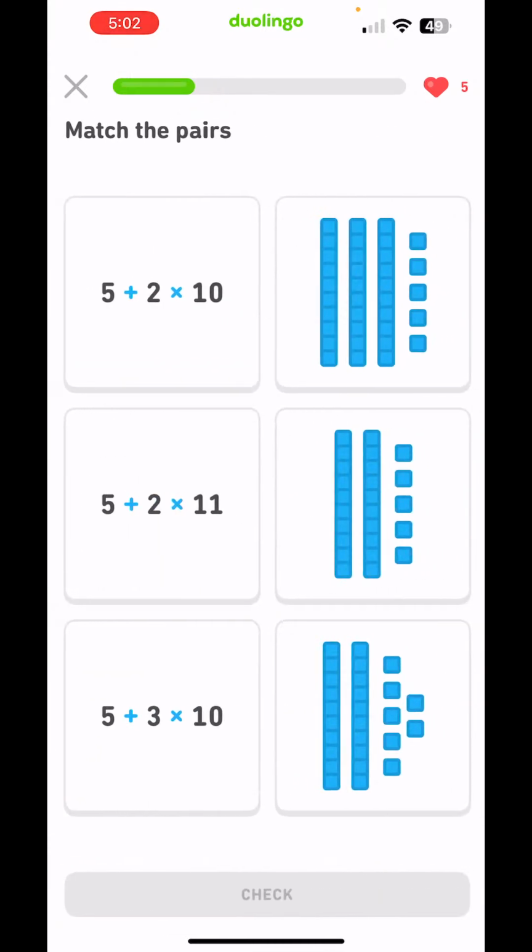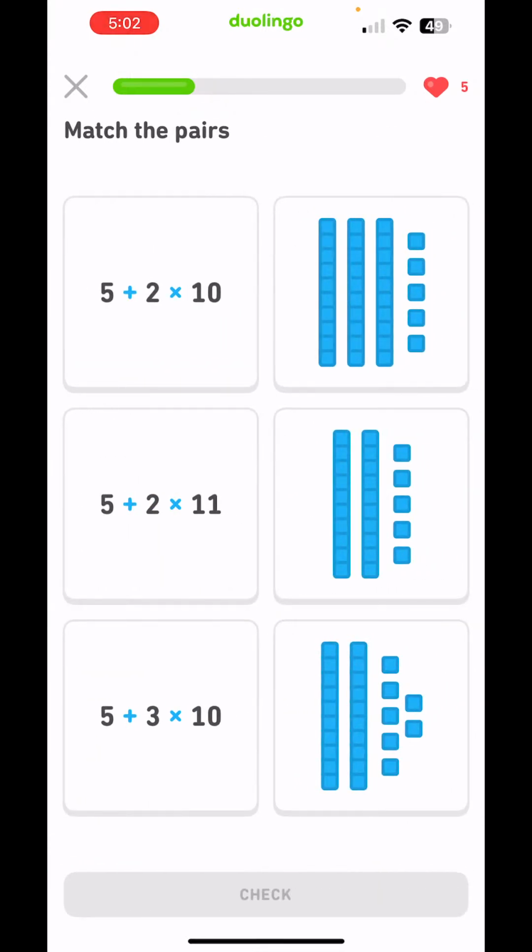Okay. Now we have 5 plus 2 is 7. 7 times 10 is 70. So which one is that? 10, 20, 30. Wait, did I do that right? Yeah, I did. 10, 20, 10, 20 plus 5. Oh, because you're supposed to follow.